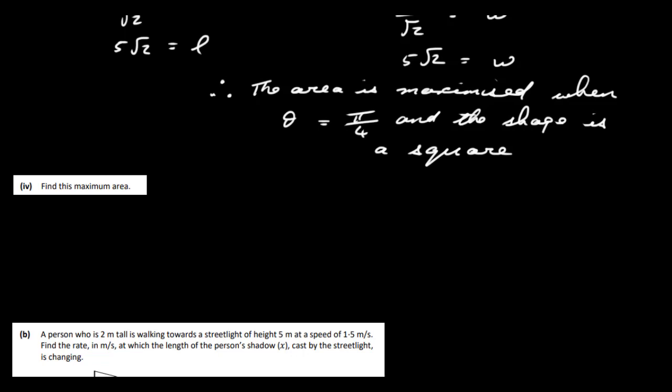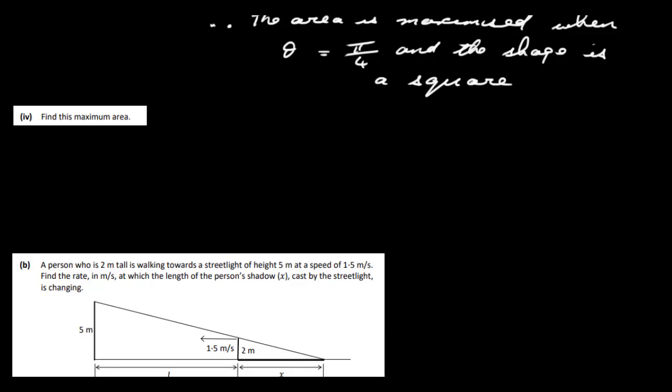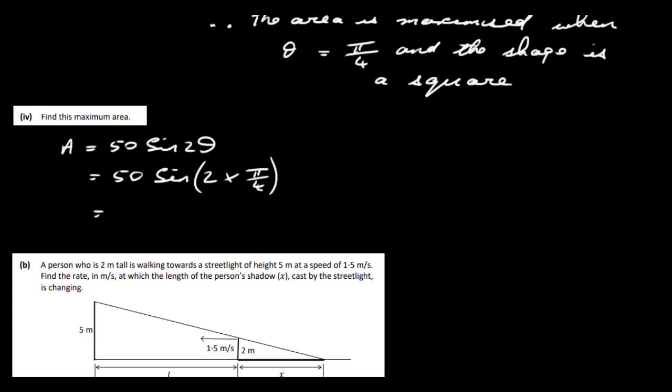Okay, so what we've got to do next is find this maximum area. So we know that the area is going to be 50 sine 2 theta. So we need 50 sine 2 times pi over 4. That just gives us 50 of the sine of pi over 2, and that's just going to be 50 units squared, because the sine of pi over 2, the sine of 90 degrees, is 1. So 1 times 50 is 50. That's it for part 4.